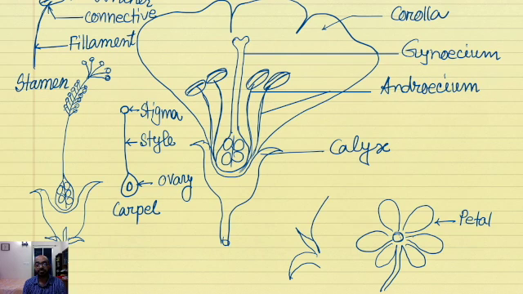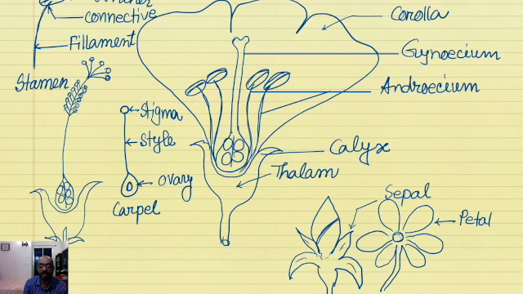Now calyx. Calyx is the outermost whorl of a flower. If it is united, it is known as calyx. If it is separated like this, it is known as sepal. So united sepals are known as calyx, and separated calyx is known as sepal. So sepal and calyx are interrelated with each other.